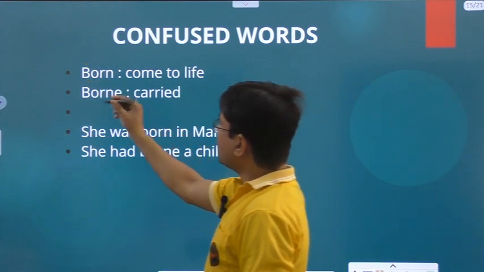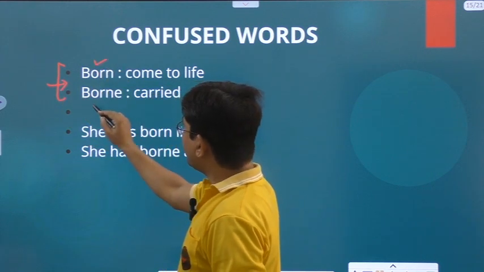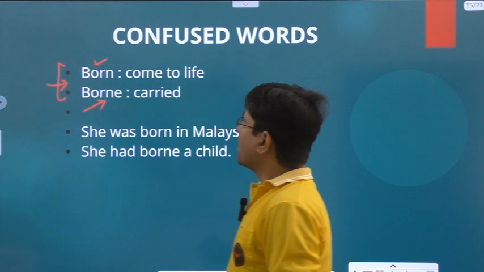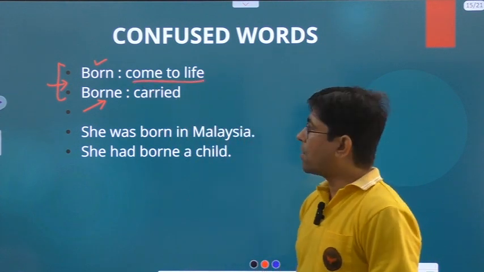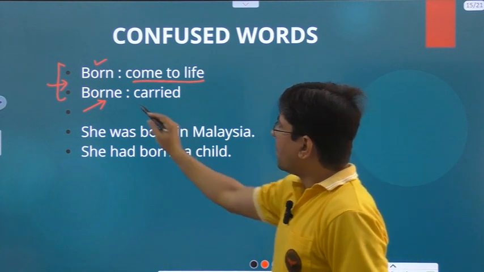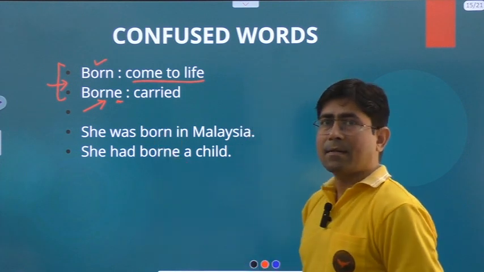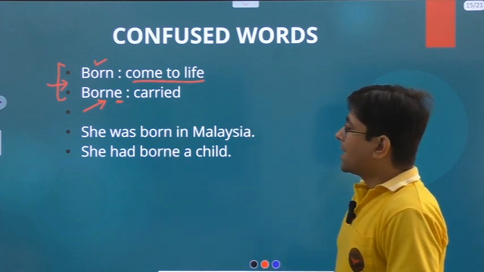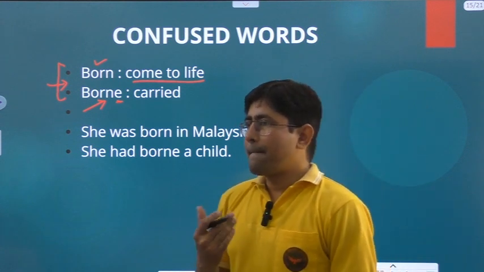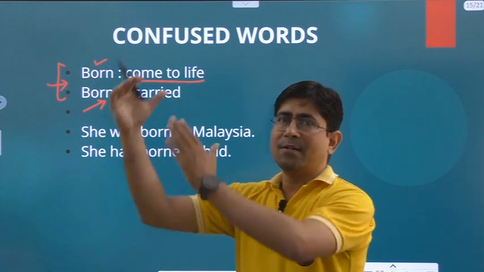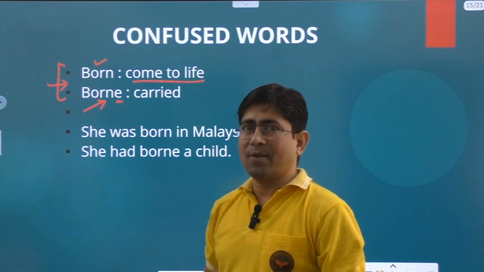Now, the next 2 words are born, B-O-R-N, and borne, B-O-R-N-E. Born means to come to life. Bear, bore, born. Borne, B-O-R-N-E, is to carry. Carried means carry forward, or the inherited character of somebody, carried with someone.